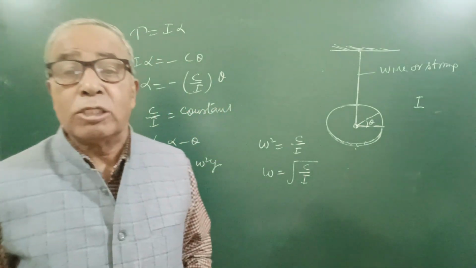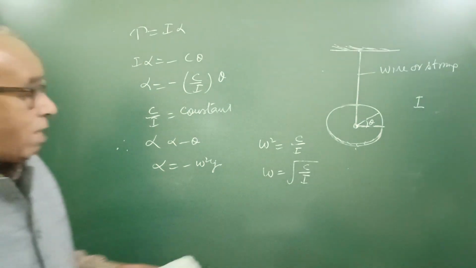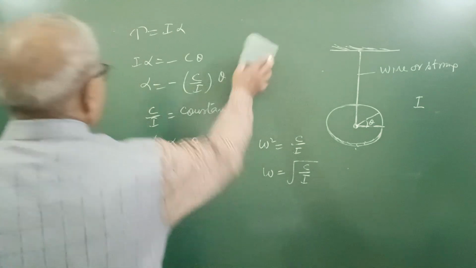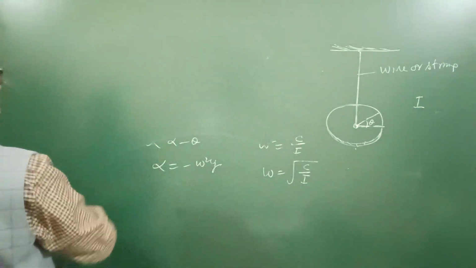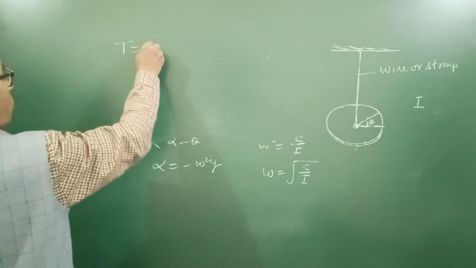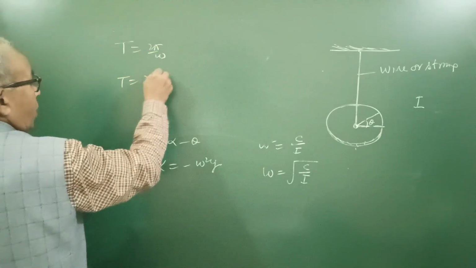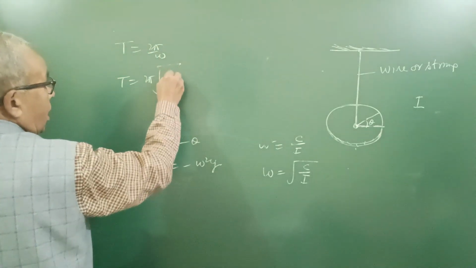Remember, C is the restoring torque per unit angular twist, and I is the moment of inertia. So the time period T equals 2 pi upon omega, or T equals 2 pi under root I upon C.